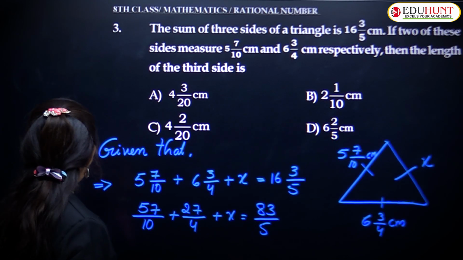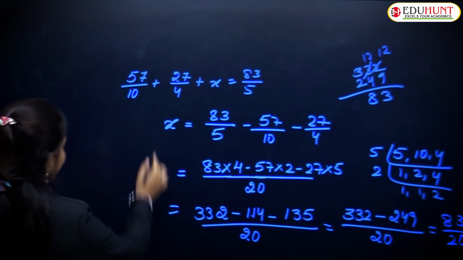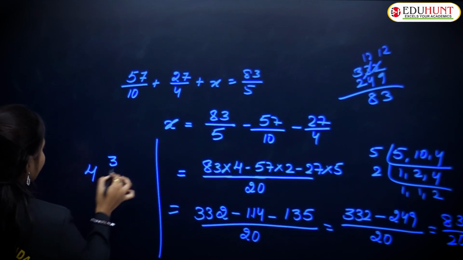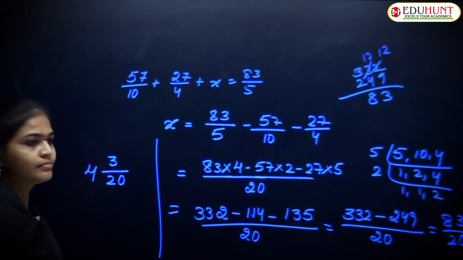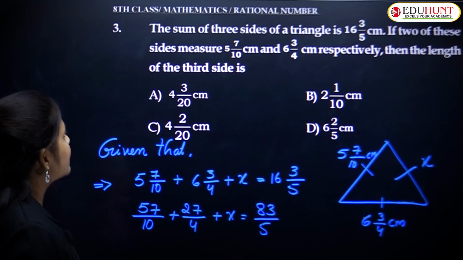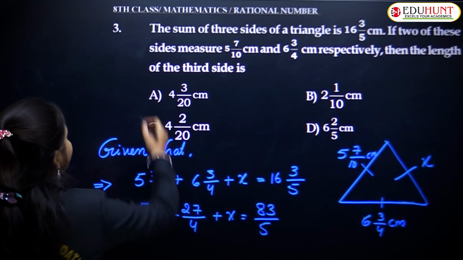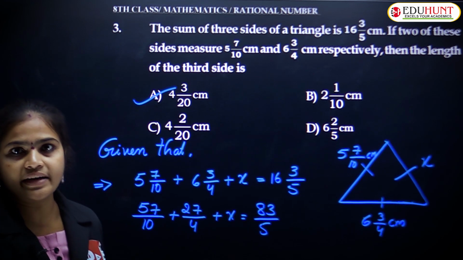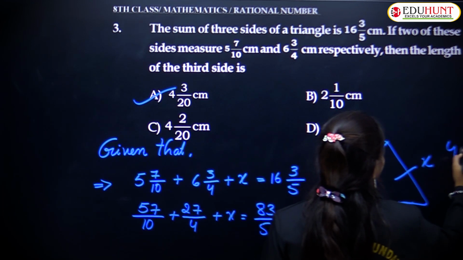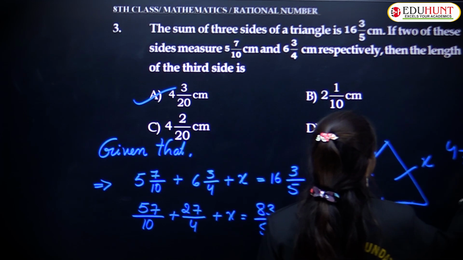So the answer is in fraction form, no? 83 by 20 we can write as 4 twenties are 80 and 3 by 20. Clear? 4 and 3 by 20. What is the other side? 4 and 3 by 20 centimeters. Understand? So another side is 4 and 3 by 20 centimeters.